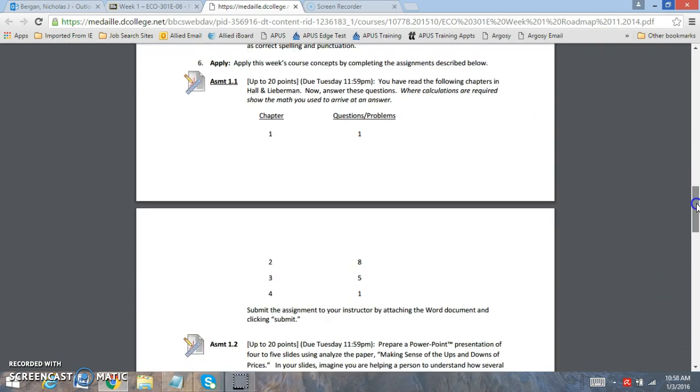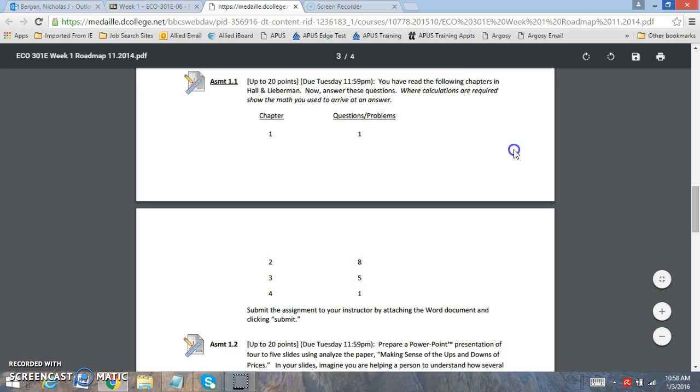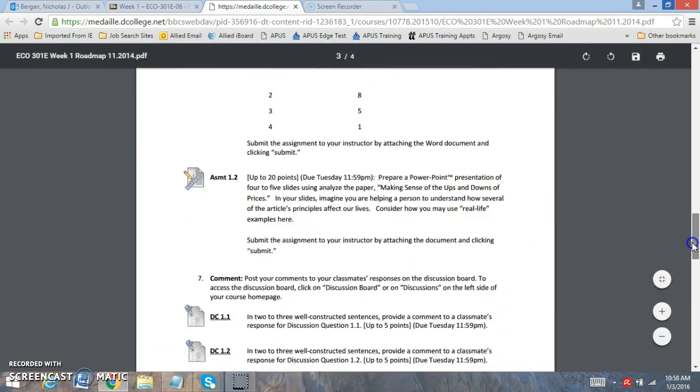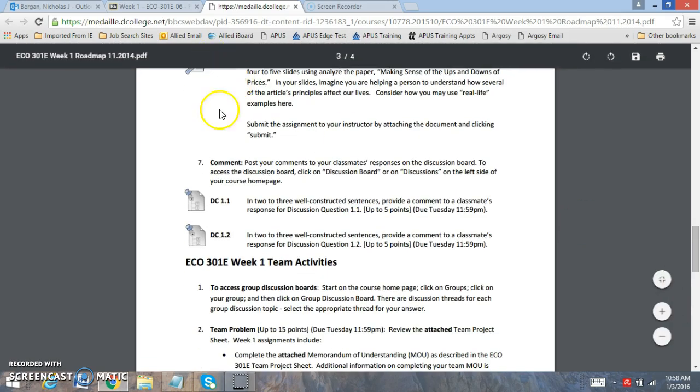Then you have the assessment 1.1. So calculations. You want to show these calculations. You want to go to chapter 1, problem 1, 2.8, chapter 3.5, chapter 4.1. You want to answer all those. And then 1.2.